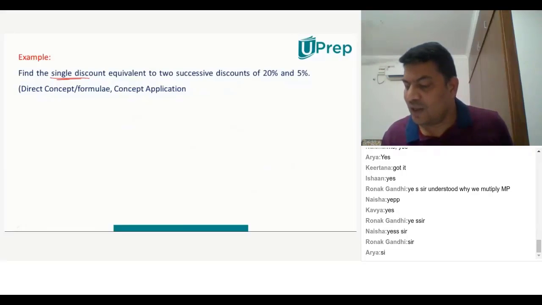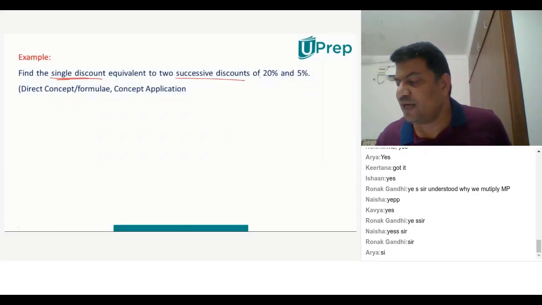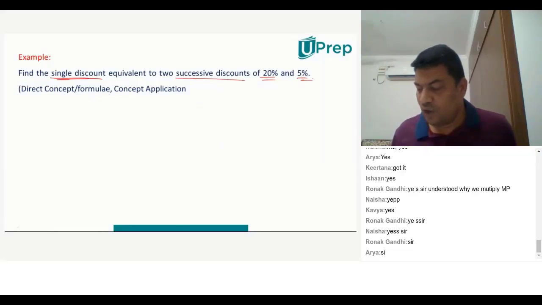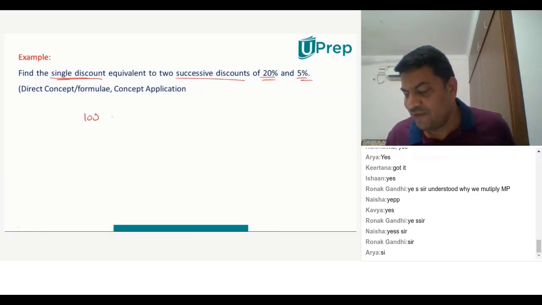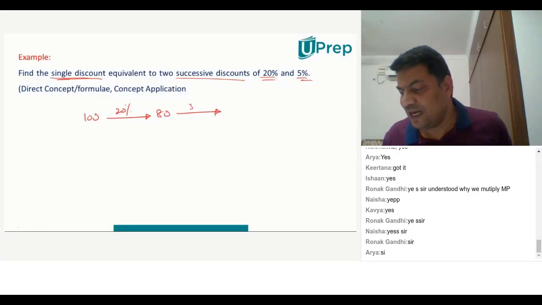Find the single discount equivalent to two successive discounts of 20% and 5%. So what will happen? If I have 100 rupees, if I give a 20% discount, it will become 80. If I further give a discount of 5%, 5% of 80 will be 4. 10% is 8, 5% will be 4. So that will become 76. So your 100 is becoming 76.